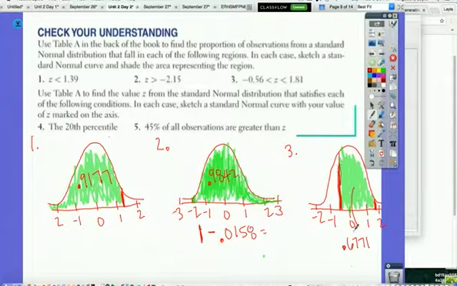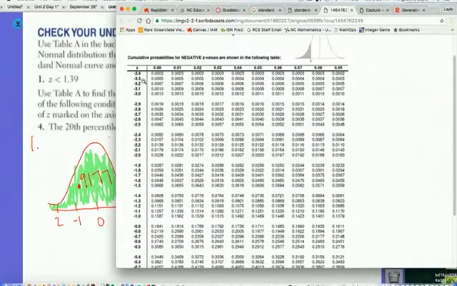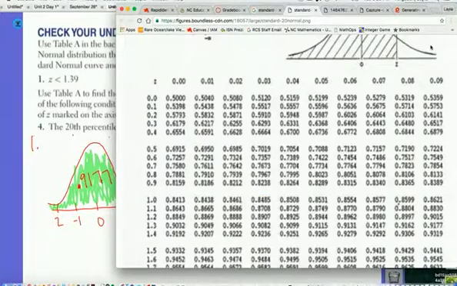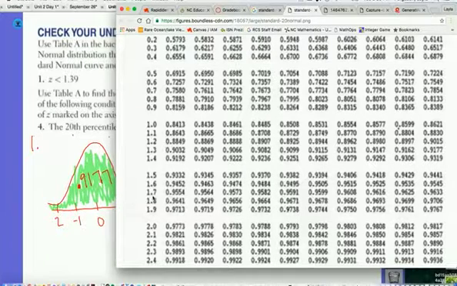You could have also done this from the table though. The way you would do that is find everything to the left of 1.81 and then subtract out everything to the left of the negative 0.56. What I mean is you would go to your table, go to the positive side and look up 1.81. You would need to go to 1.8. 1.81 would be 0.9649.